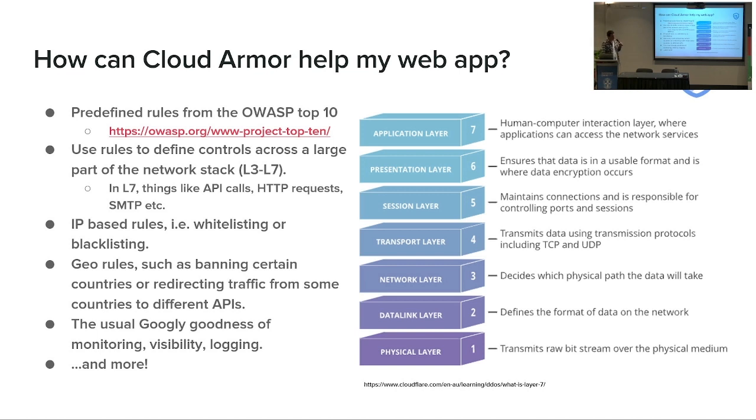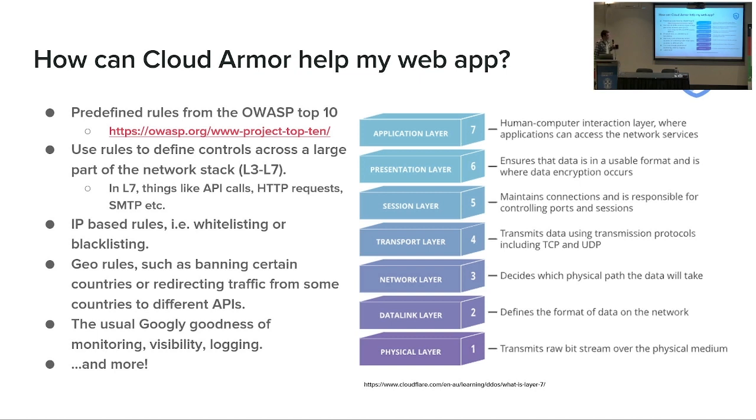Specifically, layers 3 to 7, we have some control over. So I'll talk briefly about them, but probably the most interesting one for us is layer 7. You can use rules in a web application firewall to control different types of access to your application through different parts of the stack. So in layer 7, things like API calls and mail, if you use that, SMTP requests, HTTP, that's all layer 7 stuff.